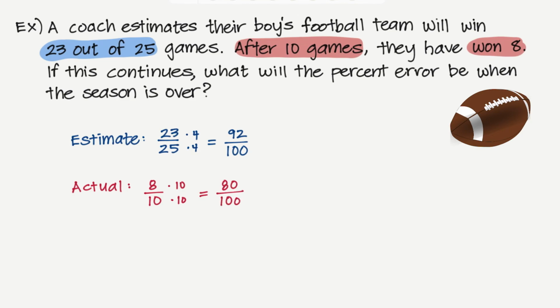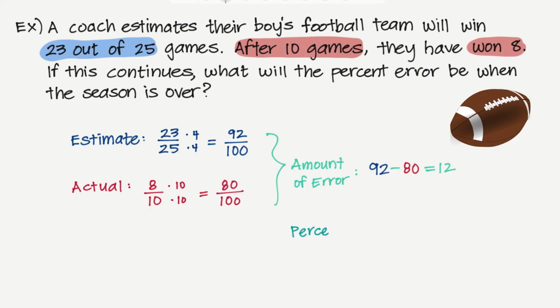And now using those values, I can find the amount of error. I'm going to go ahead and subtract their numerators. So I can subtract 92 minus 80. And when I subtract that, I get 12. So far the amount of error is 12.